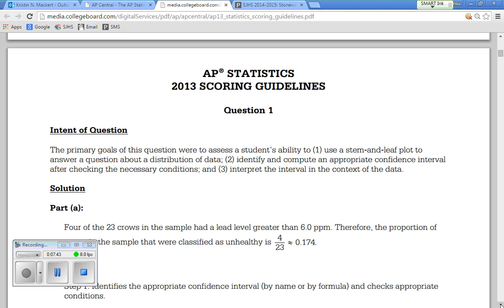And then the last thing is to interpret the interval in the context. All things we've been doing all year long, right? Making sure that we can find it using the formulas, making sure we can interpret it in context. All things they're looking for.